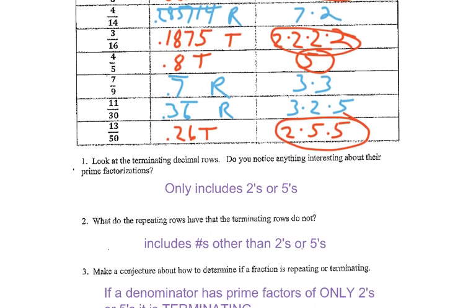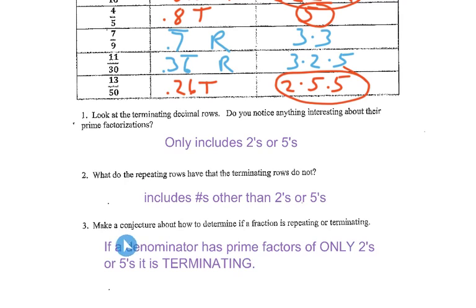So what can we conclude? Well, down here, if you want to write this down, if a denominator has prime factors of only 2s or 5s, it is terminating. It can have 2s and 5s. It could have just 2s. It could have just 5s. It could have combinations of 2s and 5s. But it must include only 2s or 5s. Therefore, we would know that that fraction is terminating. Okay? So that's one way to identify if a fraction is terminating or repeating without using a calculator. So go ahead and take a look at the next page.